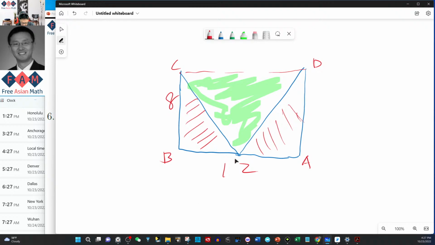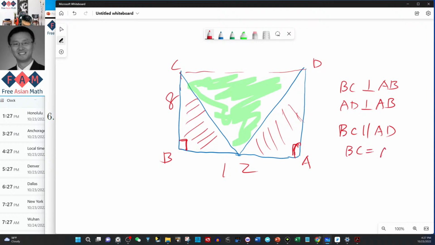Agree? All we need to recognize is that this is a rectangle. Why? Because BC is perpendicular to AB, and AD is also perpendicular to AB. So you get 90 degrees here, and 90 degrees here. Therefore, BC is parallel to AD, and BC also equals AD. They're both equal to 8, isn't it? So that means this is a parallelogram. But in this parallelogram you have an angle that is 90 degrees, so it's not just any parallelogram, it's a rectangle. All those things should happen in your mind in under 15 seconds. That's what you need for math competition.